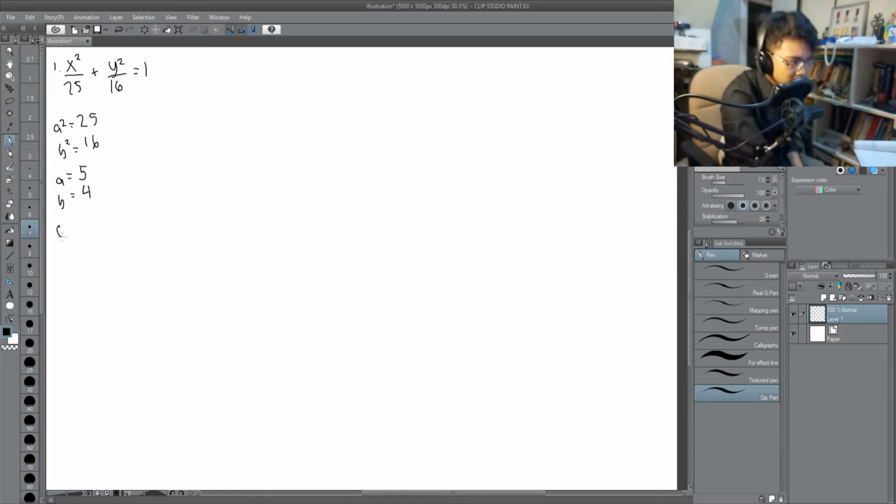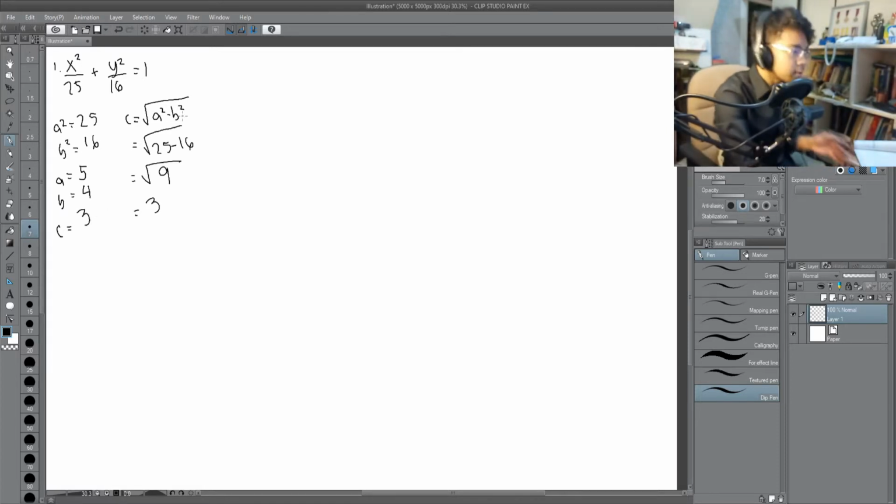So now we have determined a squared, b squared, a and b. Now let's try to get c. The formula for solving for c is quite easy. It's the square root of a squared minus b squared. Just substitute the given terms, 25 and 16. So 25 minus 16, you get the answer of 9. And what's the square root of 9, you say? It's 3. So now we have c.